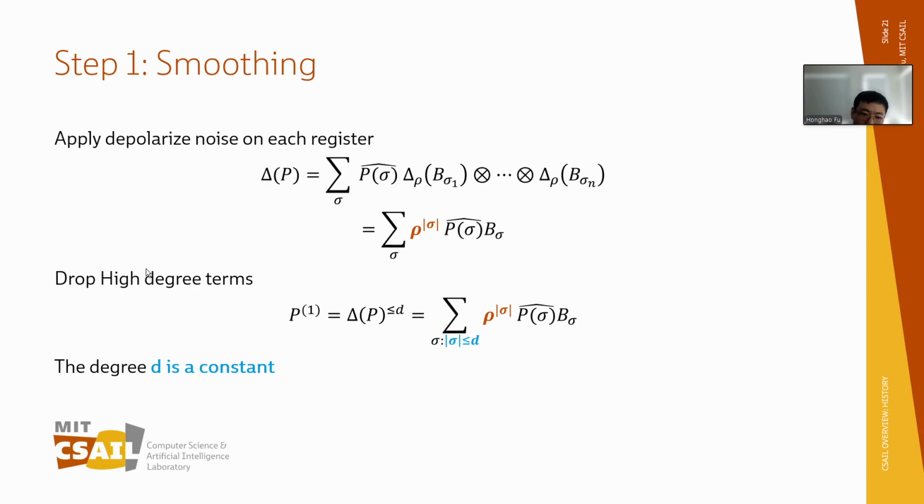Yeah. And here we pick D to be a constant. Here, constant, I mean, it is independent of n, but it may depend on some other quantities like epsilon and delta. Okay, now P1 is still a big matrix. It's 2 to the n by 2 to the n, but it's low degree.